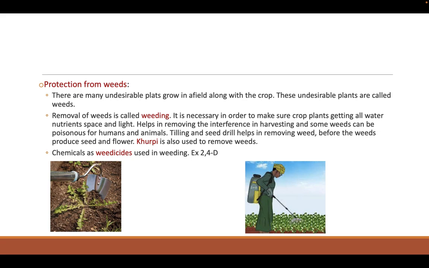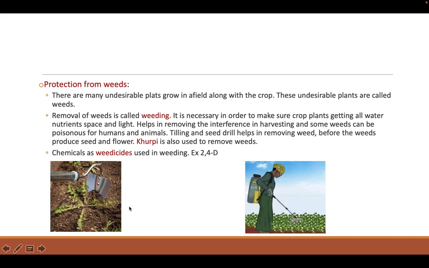Tilling and seed drills help in removing weeds to some extent. While you are sowing the seeds, at that time you can also remove the little weeds that are present, when you use this technique called tilling and seed drills. Now, what's the best time to do it? It's all the way from sowing seeds to crop growth, and you need to continuously observe and do it. But the best time for weeding is before the weeds produce seed and flower, because before they produce seed and flower you should remove those weeds, or else they can cause more damage.